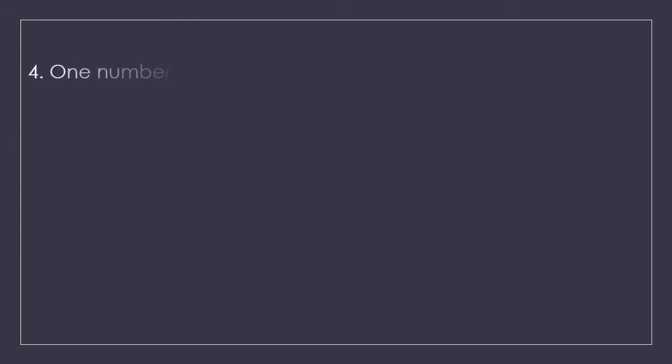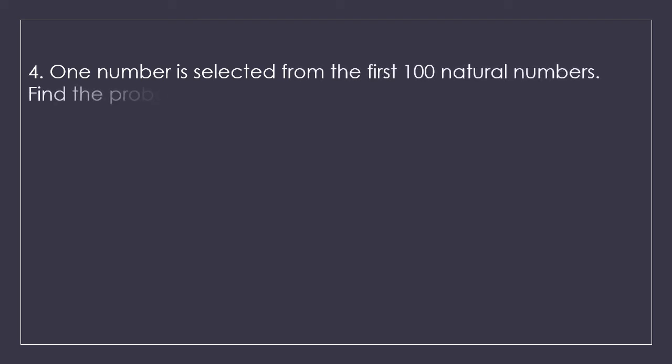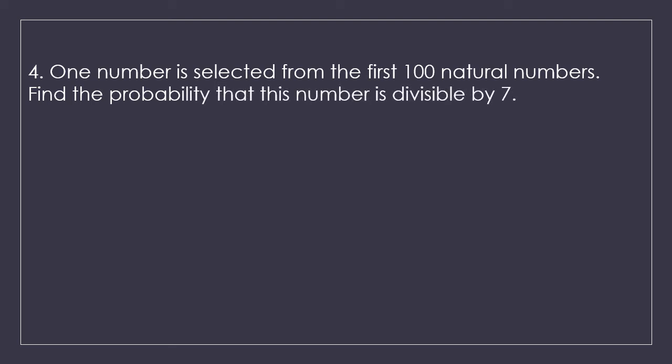Moving on to the fourth question in the exercise, one number is selected from the first 100 natural numbers. Find the probability that this number is divisible by 7. Okay, so first of all we have to write down the first 100 natural numbers, that is the sample space: 1, 2, 3, 4, dot dot dot, 99 and 100. So as you can see, the total number of possible outcomes are 100.